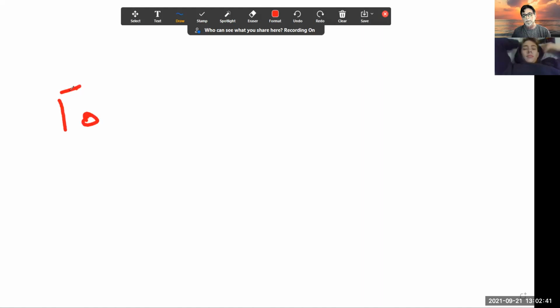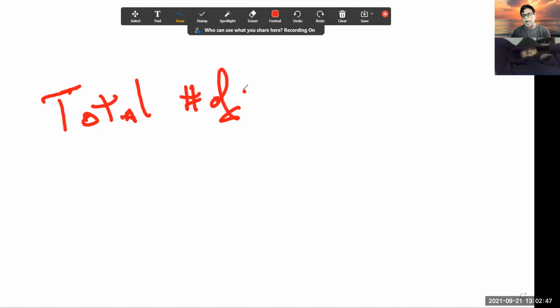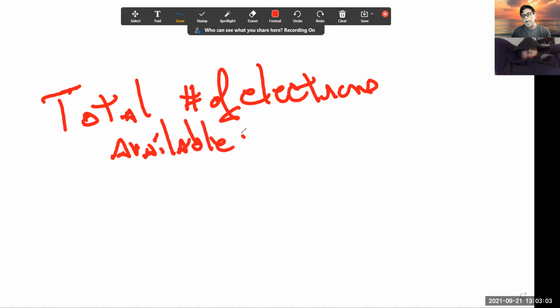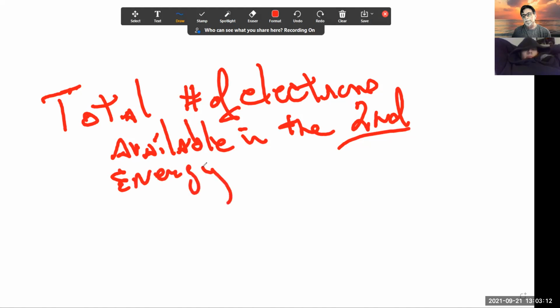Total number of electrons capable of being, total number of electrons available in the 2nd energy level. Which is another way of saying, from the periodic table, what is the total number of electrons that I can put on that 2nd energy level?